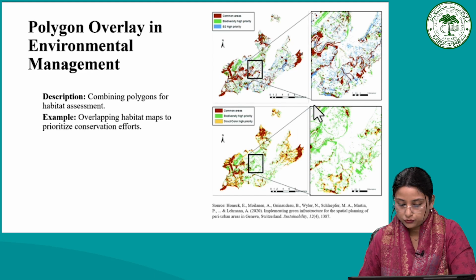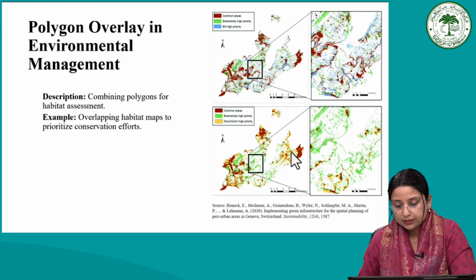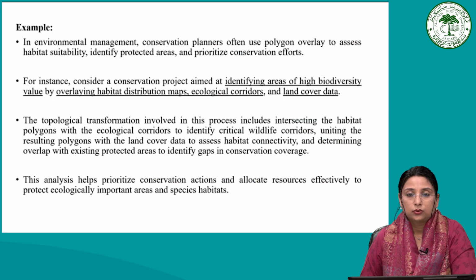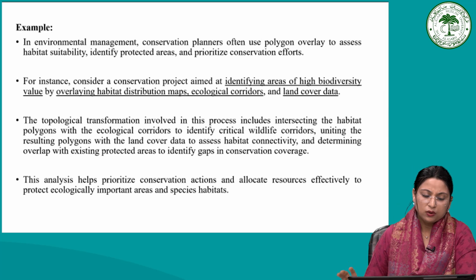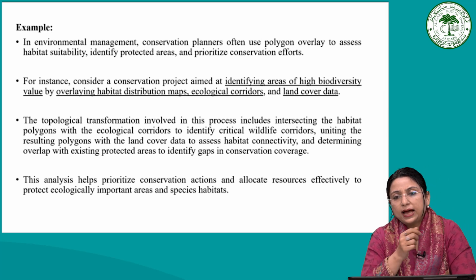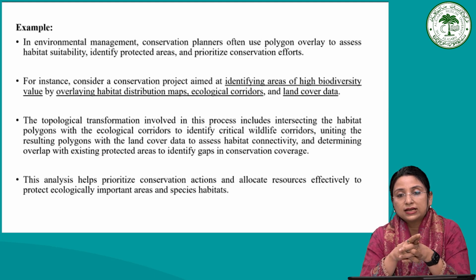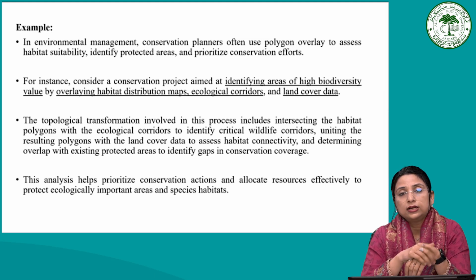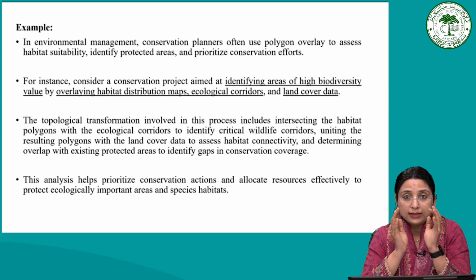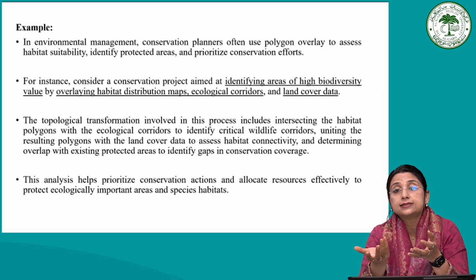You can see in this map, students, different layers have been taken, in which the common areas and high priority biodiversity areas are mapped. Suppose, in environmental management, conservation planners often use polygon overlay to assess habitat suitability, in order to identify protected areas and prioritize the conservation efforts.